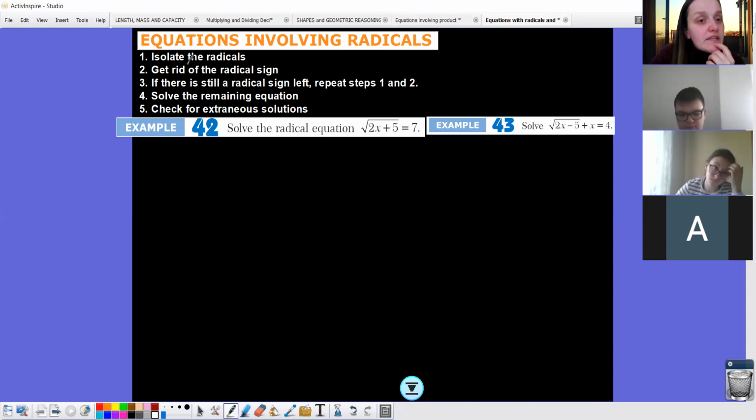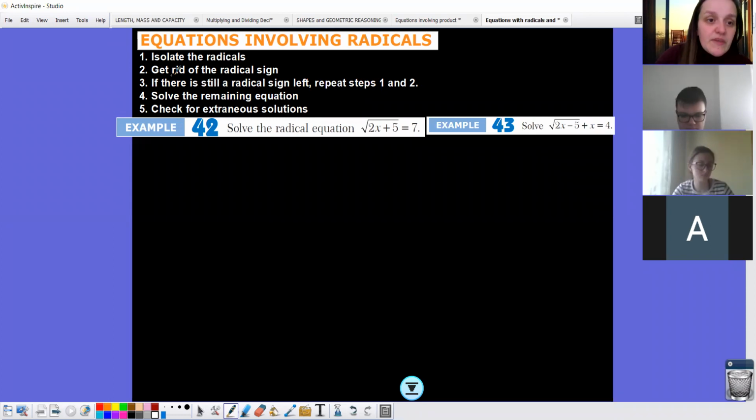First step is isolate the radicals. What does it mean to isolate the radicals? Take the radical expressions to one side, to have only the radical expressions alone on one side of the equality.